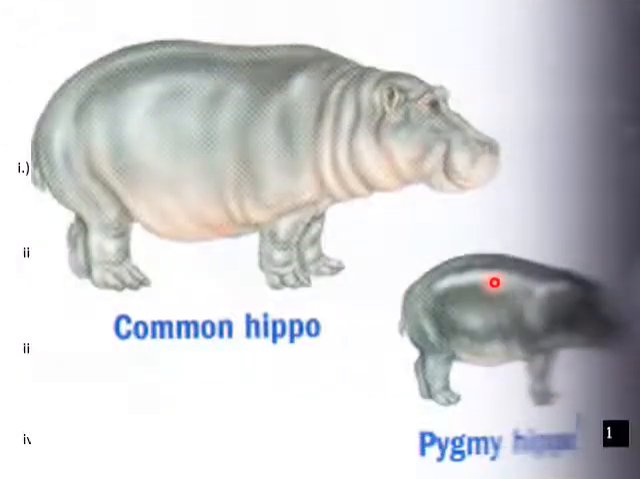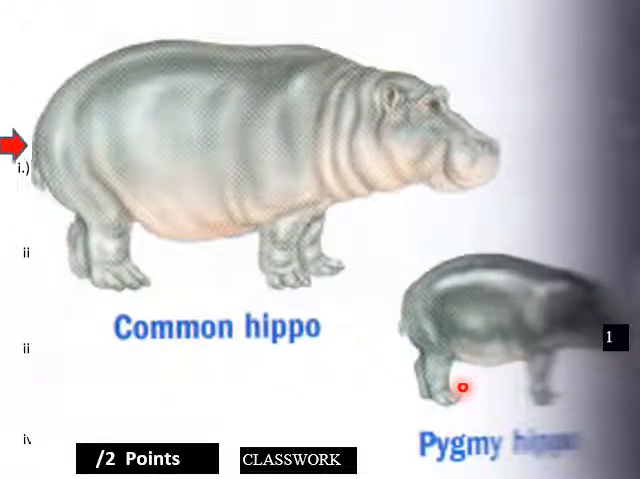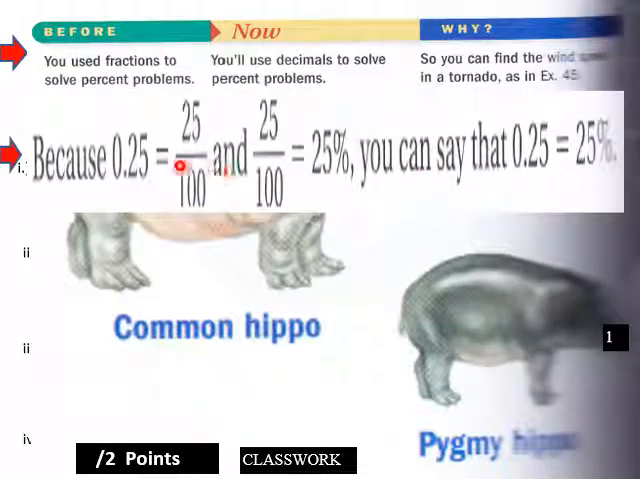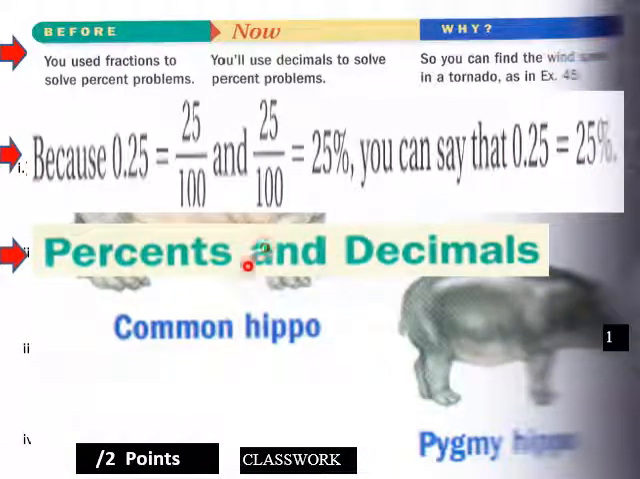Into the lesson for the day. Classwork here. You use fractions to solve percent problems. You'll use decimals to solve percent problems. So you can find the wind speed in a tornado. You get to do that in your homework. Because 0.25 equals 25 over 100 and 25 over 100 equals 25%, you can say that 0.25 equals 25%.